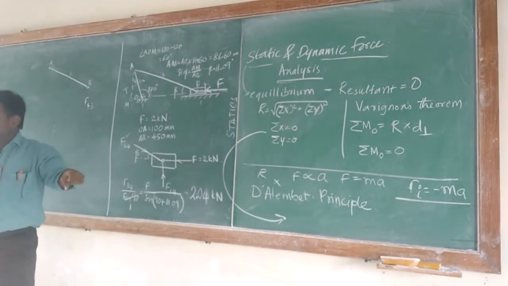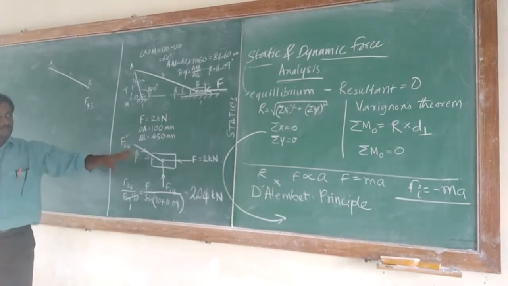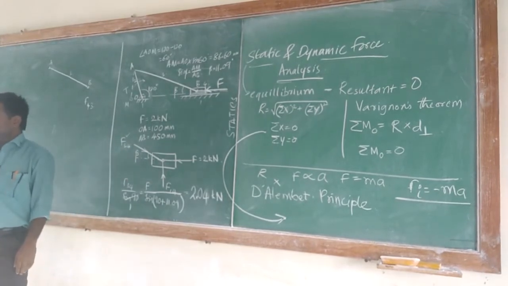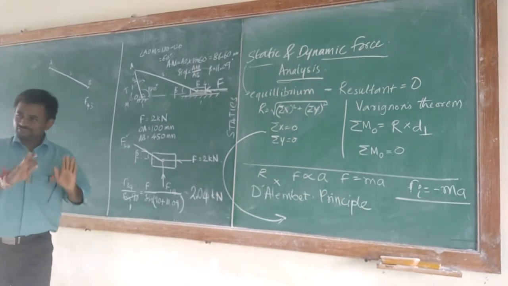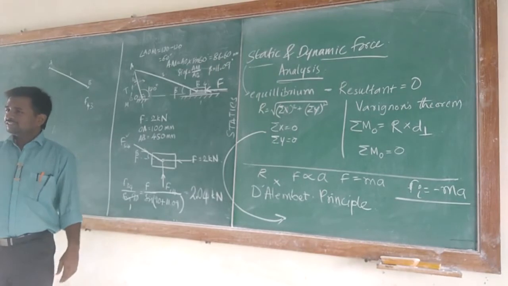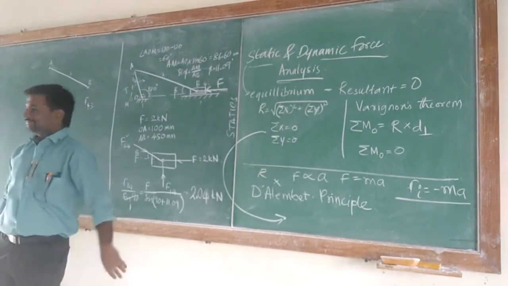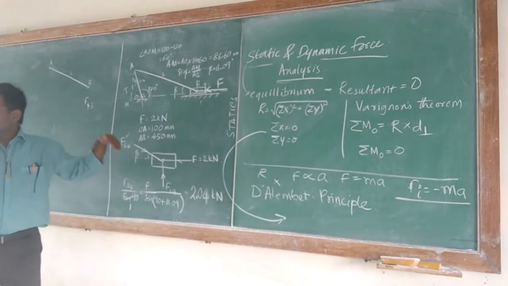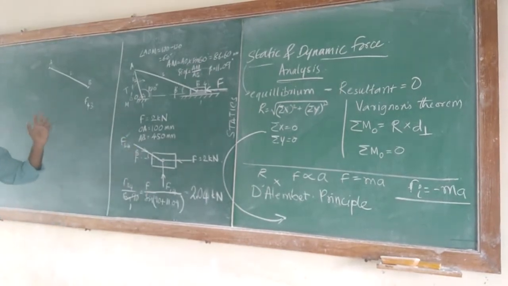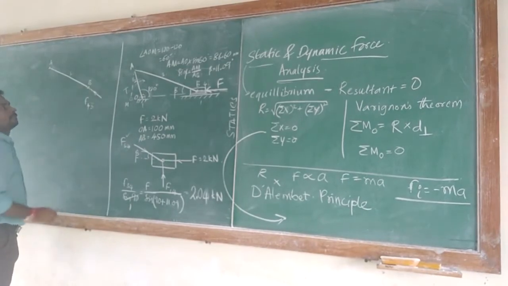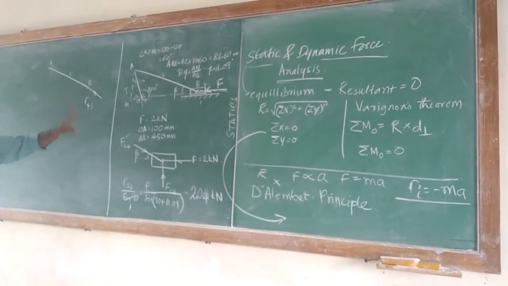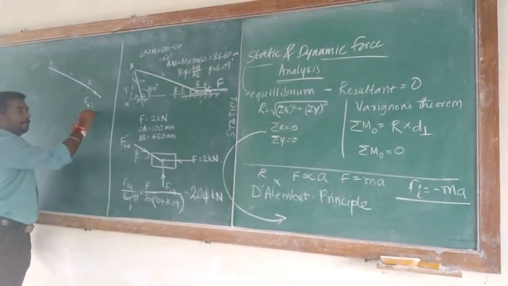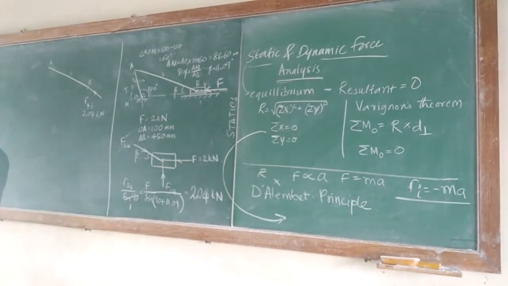So the couple is trying to push the slider. The slider will also push, no? The couple is trying to push; the slider, what will it do? It will also push, no? So this is action and this is equal and opposite. The direction will change. It is acting downwards, it will act upwards. Magnitude will be the same. Has to be the same.